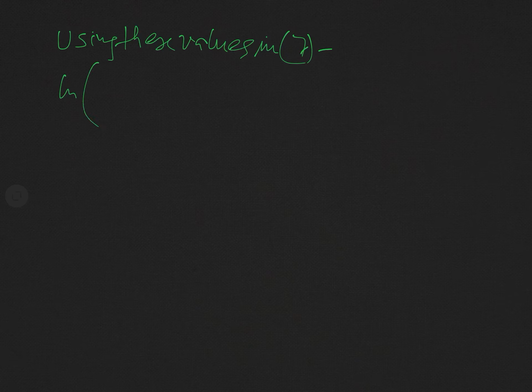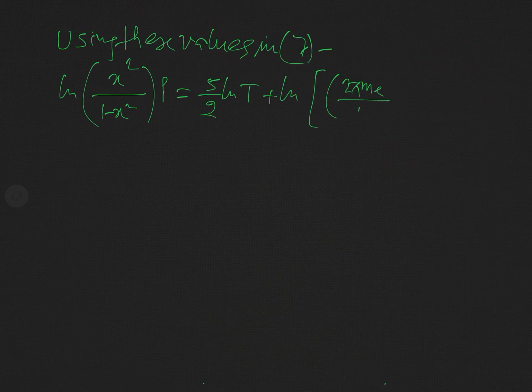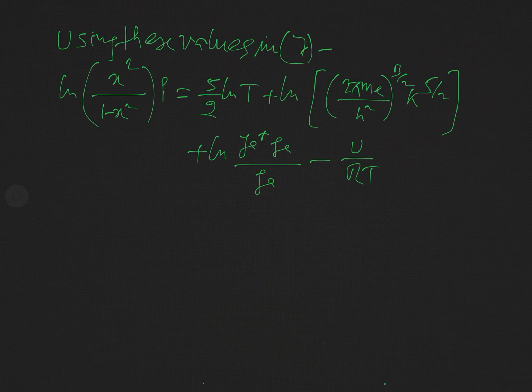You can see that will be ln of X square over 1 minus X square times P, and this will be 5 over 2 ln T plus ln of (2 pi me over h square) to the power 3 by 2 times k to the power 5 by 2 plus ln of GA plus times GE over GA, and minus U over RT.